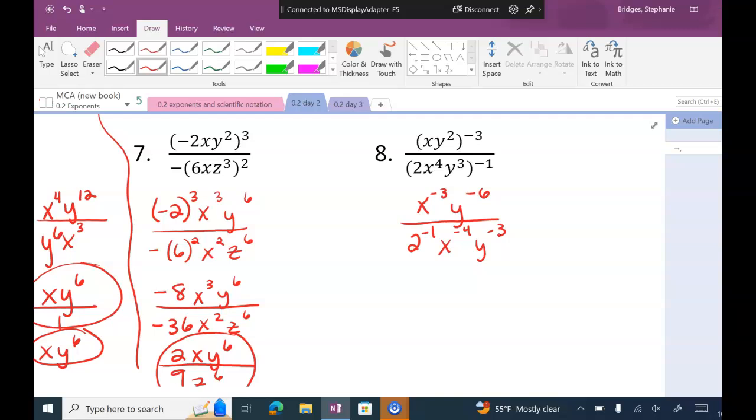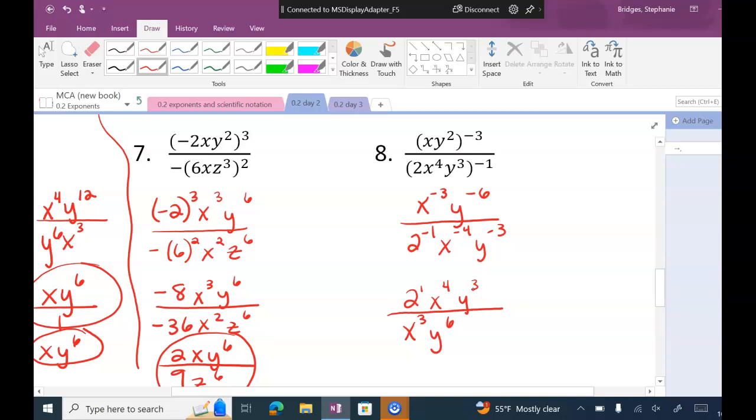What do you notice about all of the exponents in that problem? They're all negative. So basically everything's going to need to move. So we're just going to flip everything essentially. The x to the third is going to go to the bottom. The y to the 6th is going to go to the bottom. The 2 to the first is going to go to the top. The x to the 4th is going to go to the top. And the y to the third is going to go to the top.